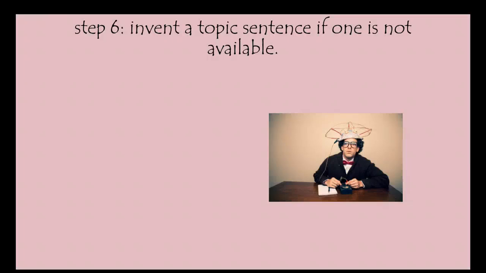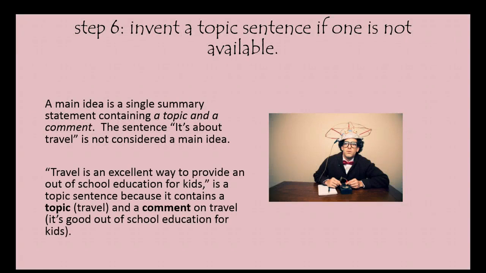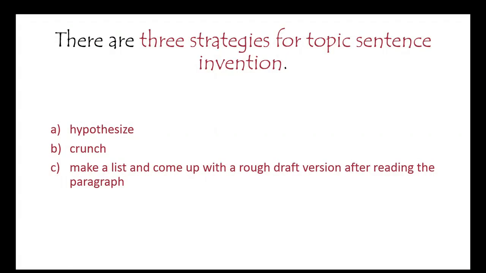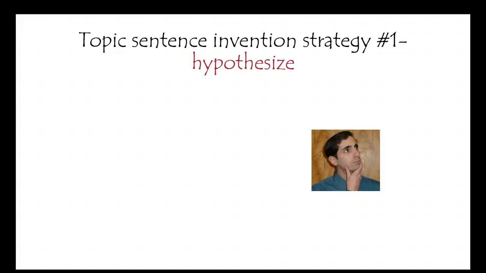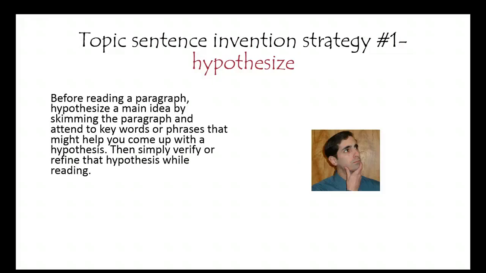Okay, so let's go back and try to invent a topic sentence where there is not one. There are three strategies to do that: hypothesize, crunch, and make a list in a rough draft. So let's talk about hypothesizing. Basically, before you read the paragraph, you hypothesize a main idea by skimming it. So you skim through the paragraph and then you think, what's the main idea here? You come up with a hypothesis.